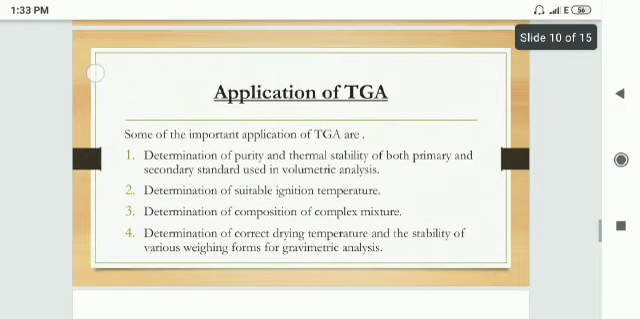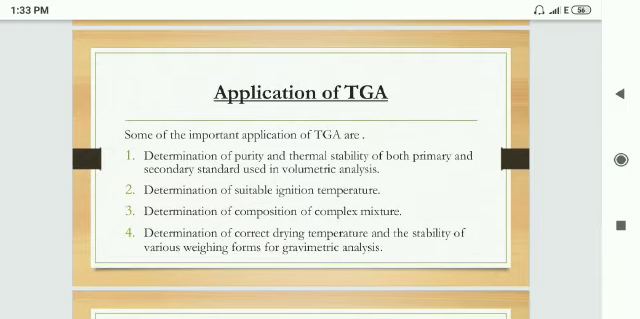Application of thermogravimetry analysis. Thermogravimetry analysis is widely used for determination of purity and thermal stability of both primary and secondary standards used in volumetric analysis. Primary standard substance, secondary standard substance, that means the purity of standard substances can be easily determined with the help of thermogravimetry analysis. Thermogravimetry analysis can also determine the suitable ignition temperature.